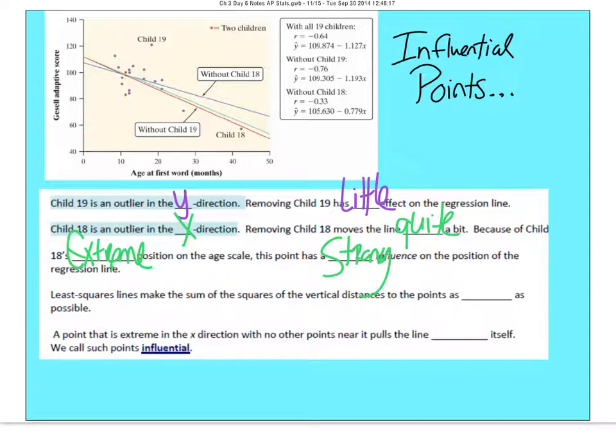Now, a great review point is this. Remember, the least squares regression line makes the sum of the squares of the vertical distances to the points as small as possible. That's why we call it that. And a point that is extreme in the x direction with no other points near it pulls the line towards itself, and therefore we call this influential.